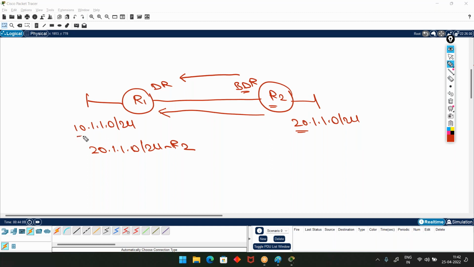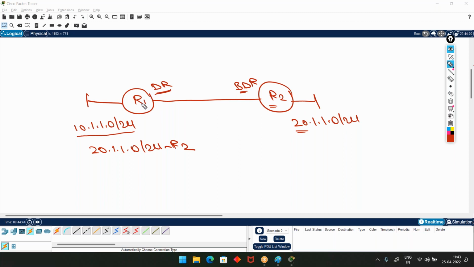Now can R2 communicate to this 10.1.1.0? Is it possible here, Saurabh? No, sir, not possible. That means even if it is a DR and the BDR, these two devices will exchange their database table. So remember this point. Even the DR and the BDR will exchange the database with each other.